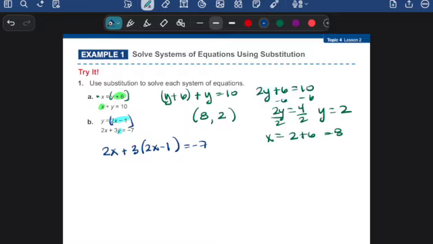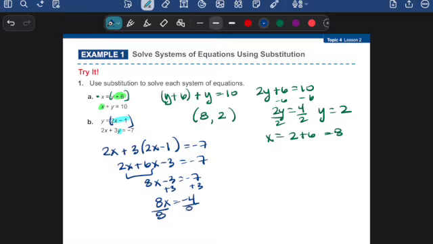We'll distribute first. So I get 6x minus 3 equals negative 7, combine like terms. I get 8x minus 3 equals negative 7. Add 3 to both sides. 8x equals negative 4. Divide both sides by the coefficient. X equals negative 1/2. We found our x coordinate. I'll write it here. How do we find the y coordinate?